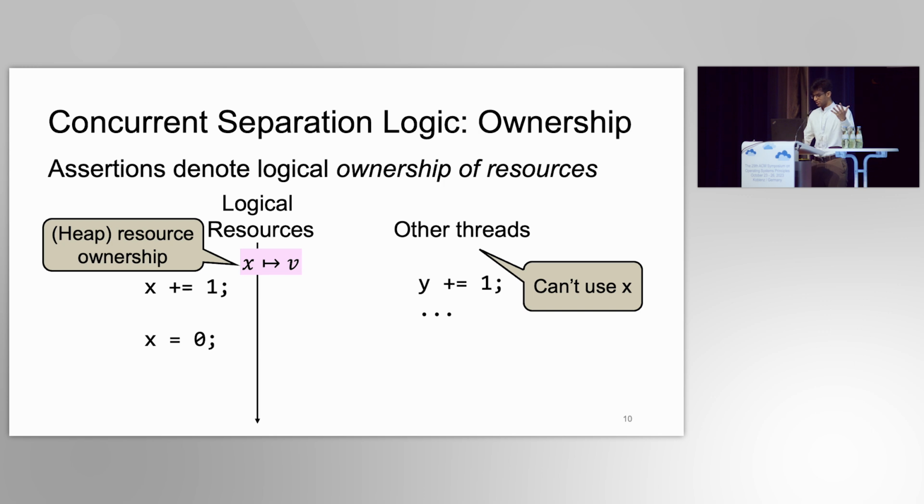And that allows us to verify our piece of code all on its own without worrying about what these other threads might be doing. And to clarify, these resources are a proof construct to help reason about the code and don't actually show up in the running execution.